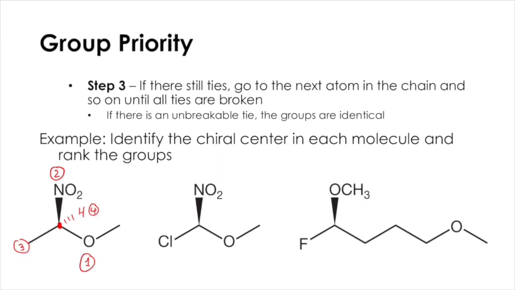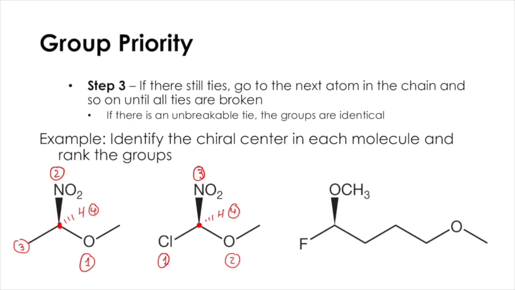On the next one, again, the chiral center is here because there is a hydrogen. And now ranking these groups, chlorine is the highest atomic number, followed by oxygen, followed by nitrogen, and then hydrogen. Hydrogen, if there's a hydrogen, will always be last.